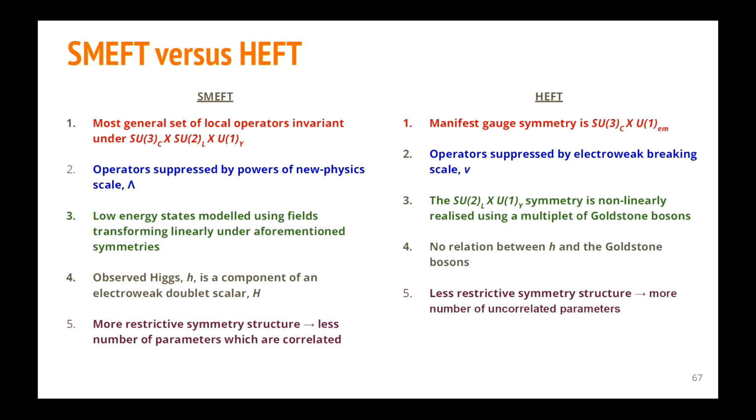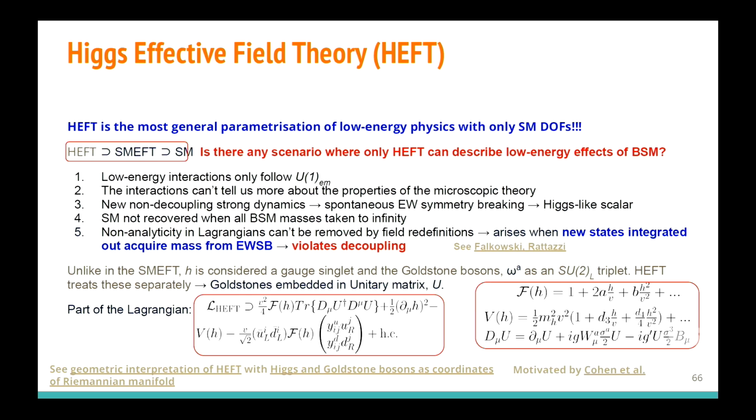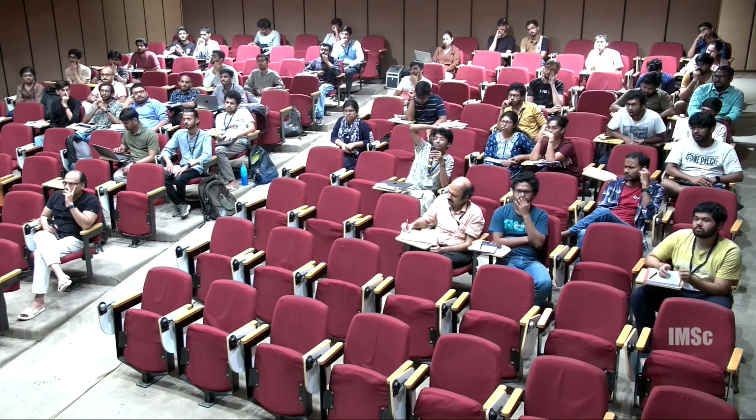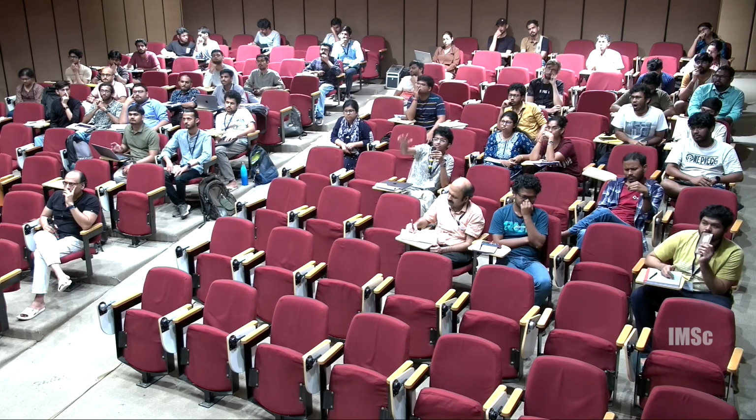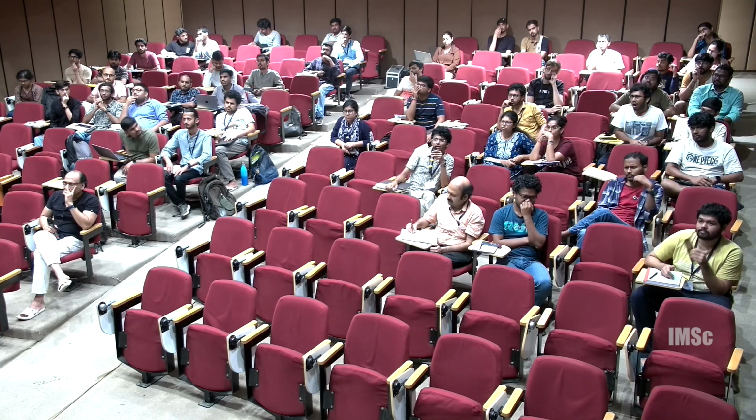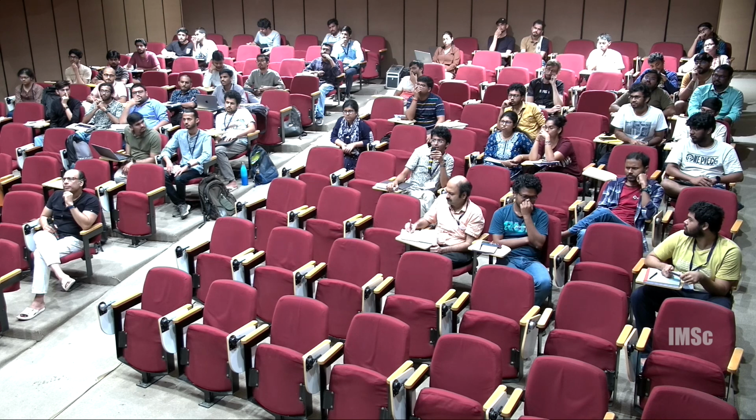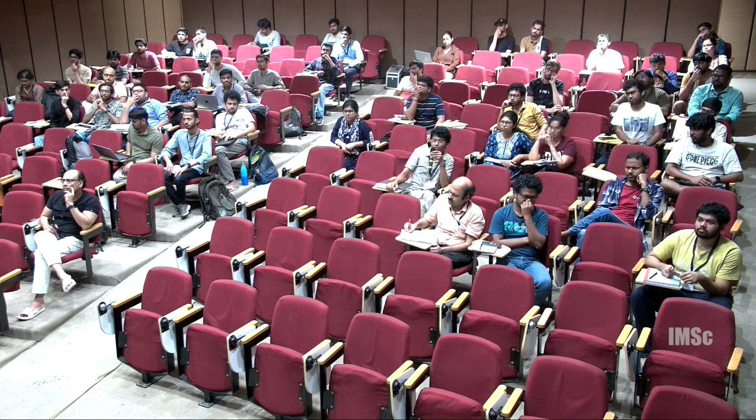So this is basically. Could you please go back? Yeah. So what is the? I'm just trying to understand the characterization of HEFT. So you have a U1 gauge field, which is a Maxwell. Yeah. And then you have an SU2L gauge field. Do you have the full set of SU2L gauge fields?